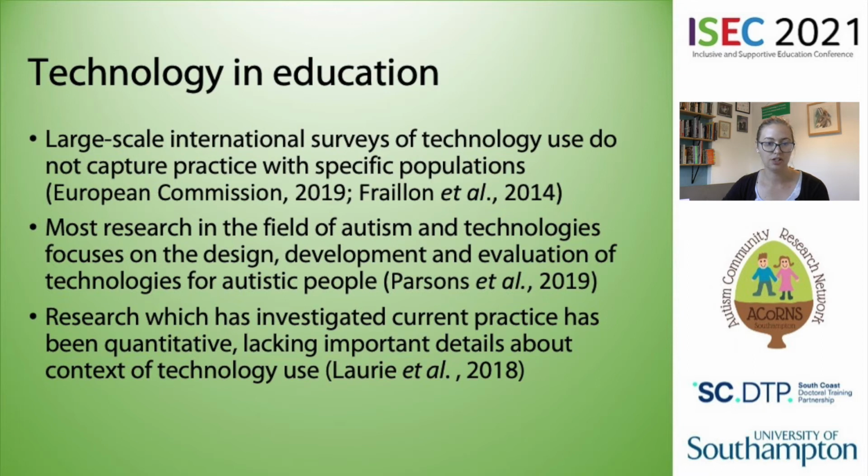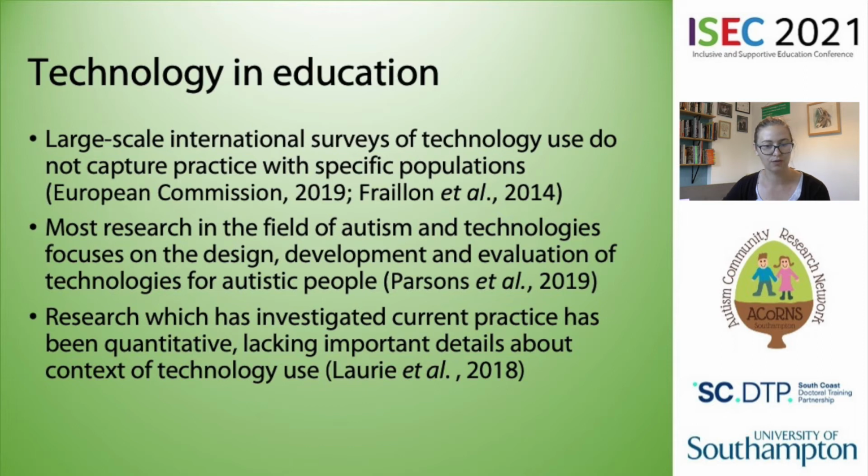International work, such as Freiland et al. and the European Commission's report, has employed quantitative methods and reported increasing use of technology within education, especially in more developed countries. However, these large-scale quantitative studies lack detail to really understand how technology is being used in relation to specific groups such as the autistic community. Much of the research relating specifically to the use of technology for autistic people has focused on the design, development and evaluation of technologies, rather than investigating current practice within education.